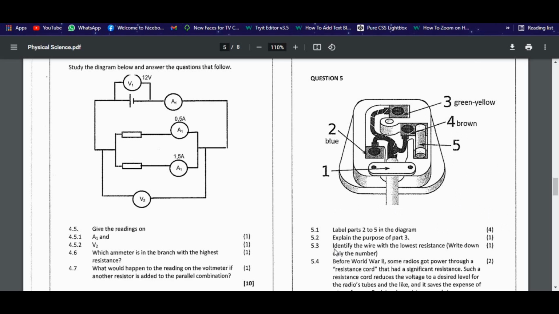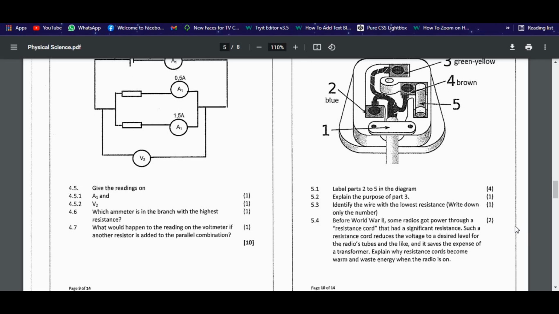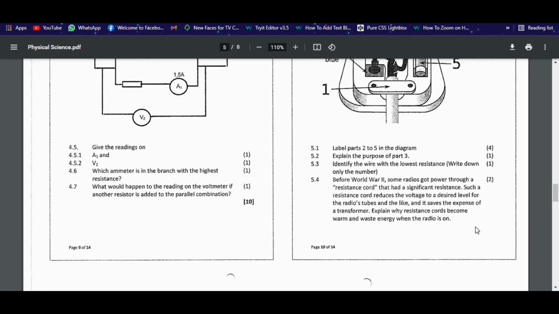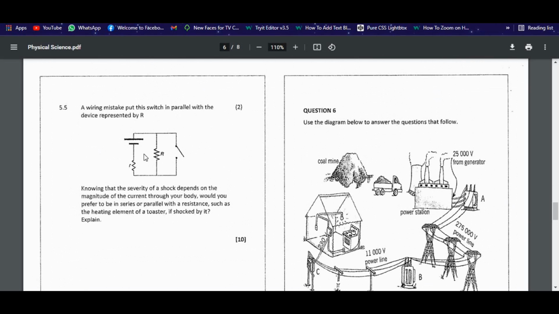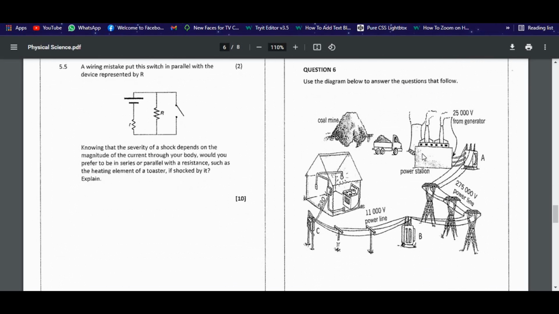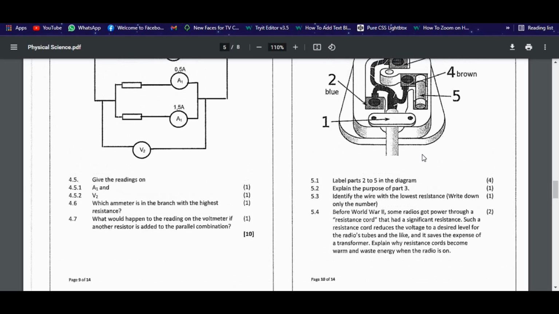They don't ask you about number 1. So maybe let's just give you guys some time to do 5.1 all the way to 5.4, because there's some more question 5 on the other circuit, on the other page.